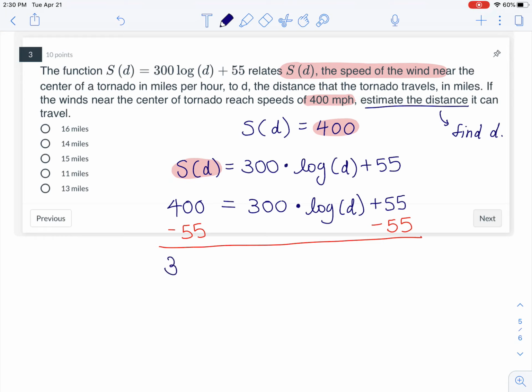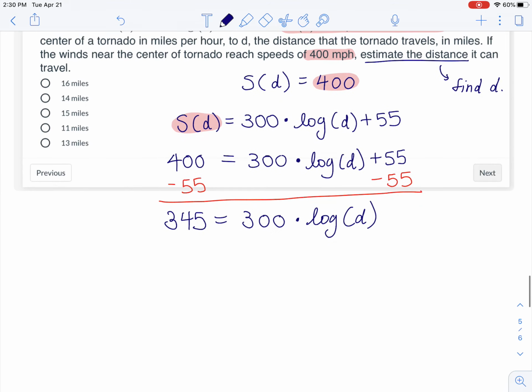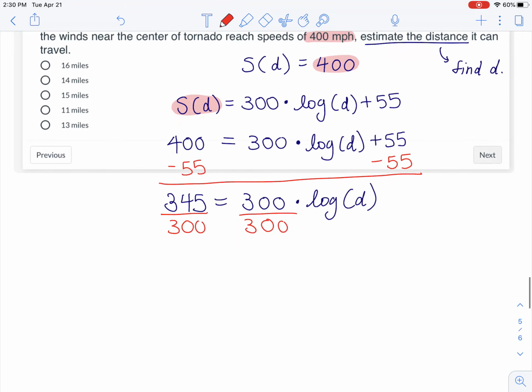Subtract 55 from both sides. What are we doing? We're trying to isolate the log expression by itself, right? So if you do 400 minus 55, you will get 345, right? And that equals 300 times log of D. What's next then? Divide both sides by 300 to cancel out that multiplication of 300.